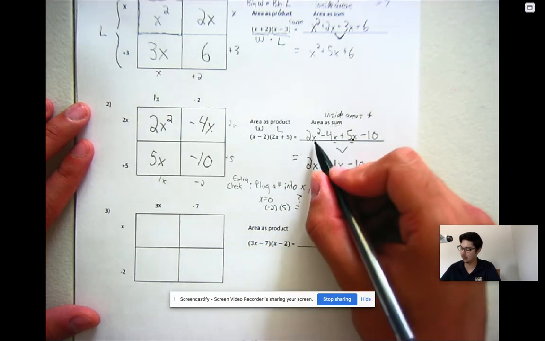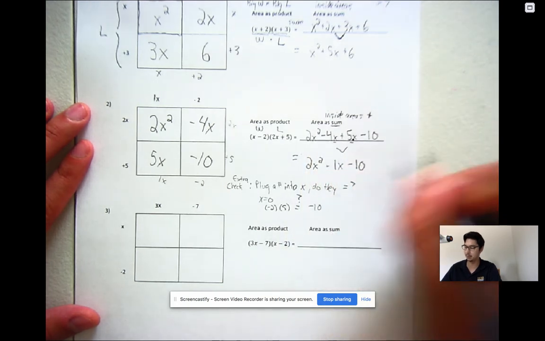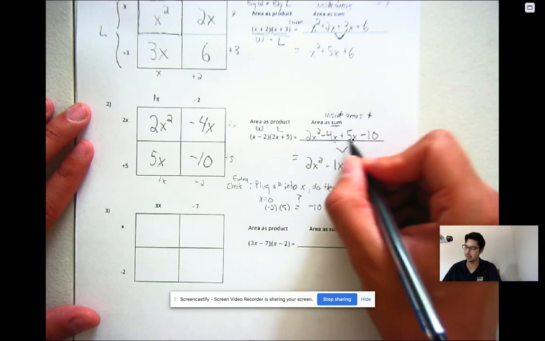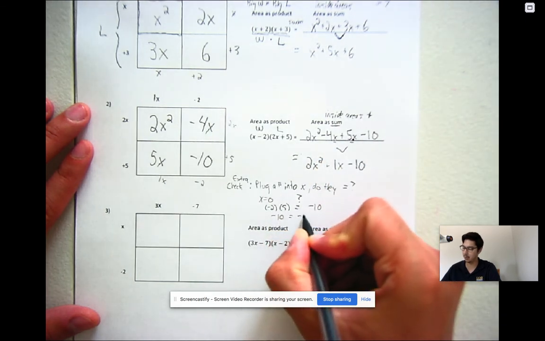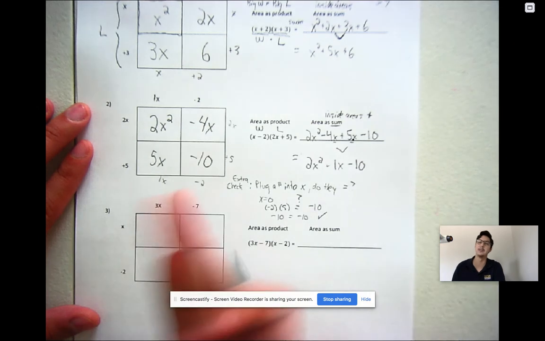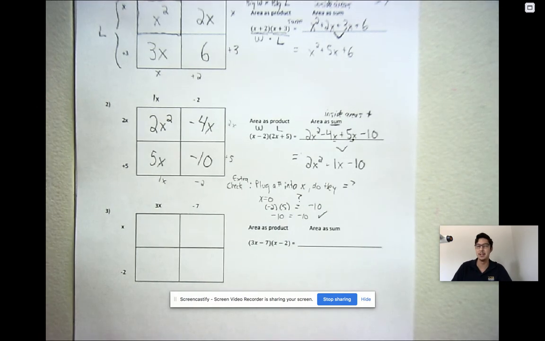If I plug in 0, all of those are going to go away, and I'm just going to be left with negative 10. Because remember, if you plug in a 0, 0 times anything is 0. Well, what's negative 2 times 5? Negative 10. And so I know I did it right. That's like an easy way to check, did you do it correct or not? And you don't have to pick 0. You could pick any number. It should all work the same.